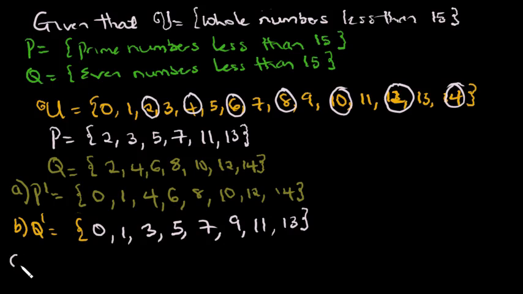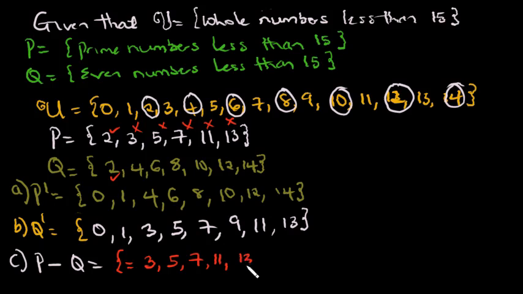Now let's see the last example, P difference Q. That is every element in P that we cannot find in Q. So let me also try to cross out every element we have in P but I cannot find in Q. 2 is here, 2 is here, no 3, no 5, no 7, no 11, and no 13. So our P difference Q will be 3, 5, 7, 11, and 13.